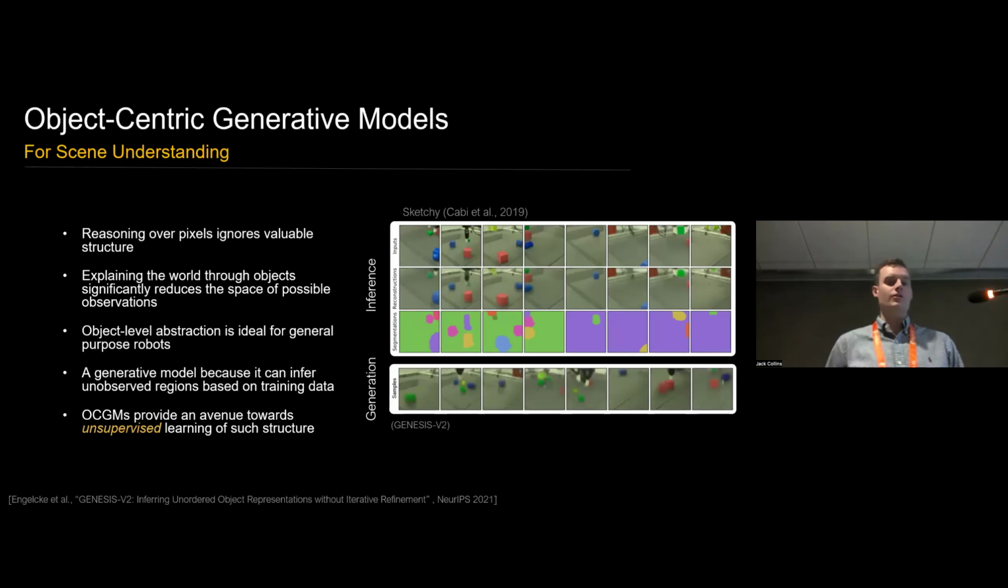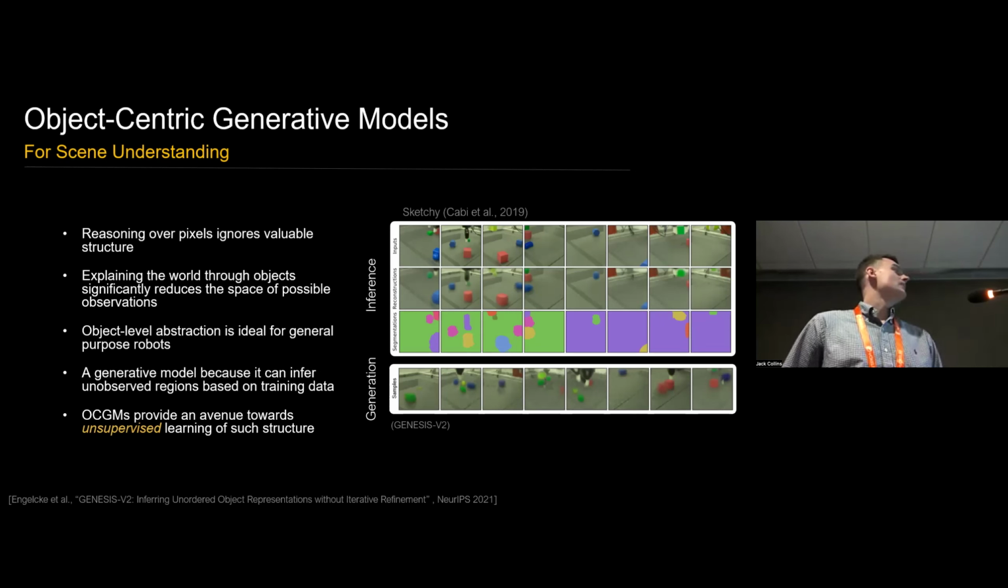Object-centric generative models, I probably don't need to preach to the choir here, but OCGMs are a valuable method for learning representations for embodied agents. A2I has a strong background in these models, most notably with Genesis V2, Apex, and another one called Square.